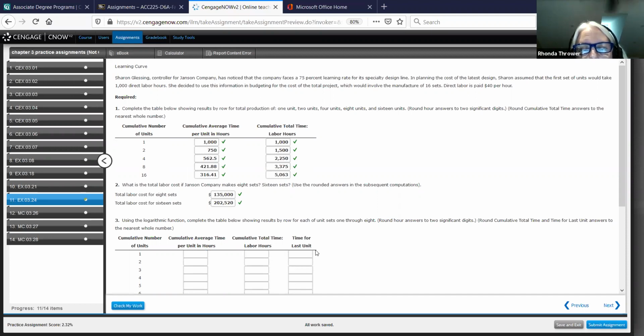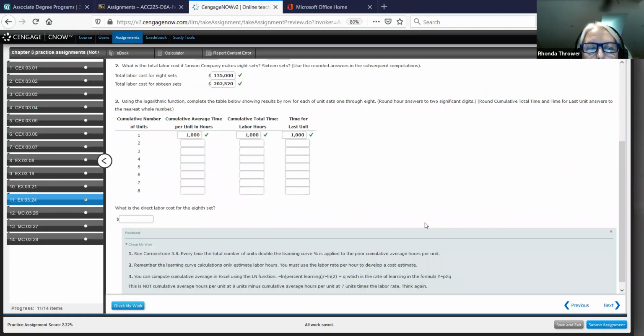But then they've added a new column asking you for the time that it takes to produce the last unit. And so when we start this, we're going to start out with 1,000 hours because this was our first unit. And the cumulative total time is going to be 1,000 hours. There's no learning curve that's applied to that. So the time for 1 unit has to be 1,000 hours. And I'm going to go ahead and check my work with that.